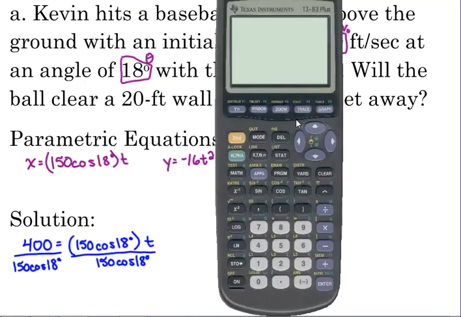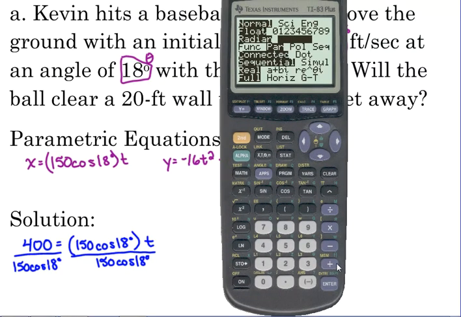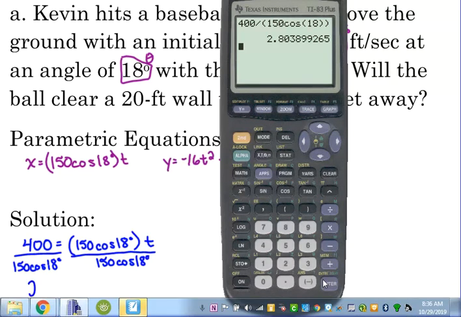Now, we need to make sure that we are in degree mode, because that angle is in degrees. I am in radians right now. So in degree mode, 400 divided by parentheses 150 cosine 18. We get that the ball has traveled 400 horizontal feet in 2.804 seconds.